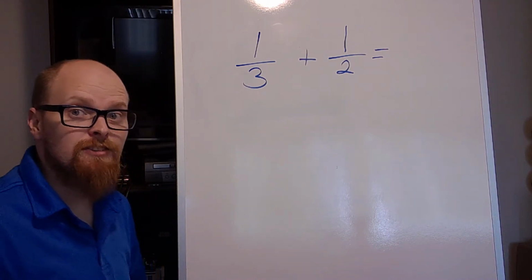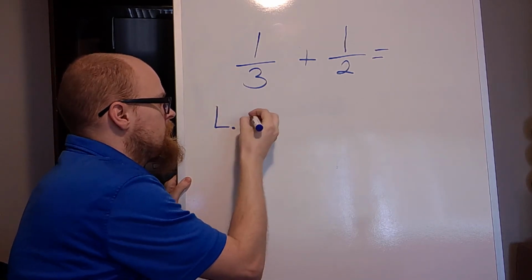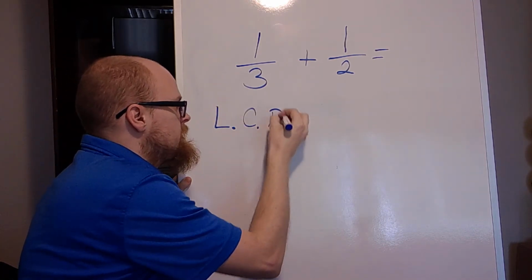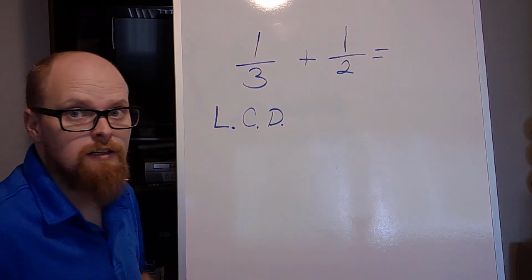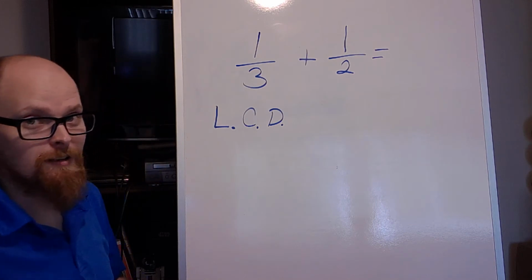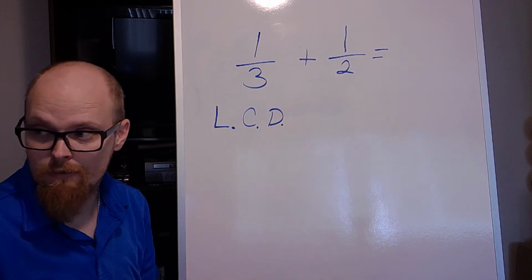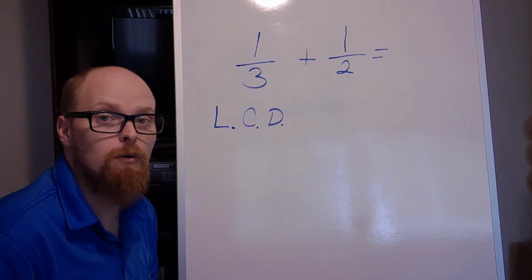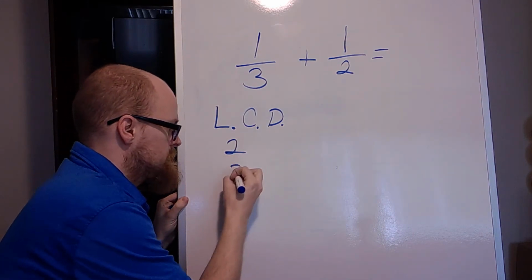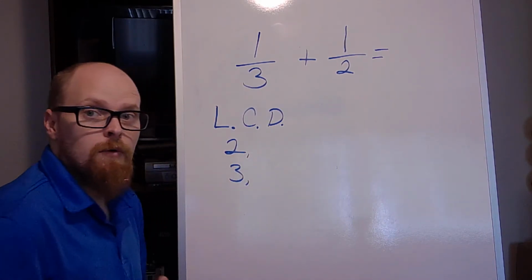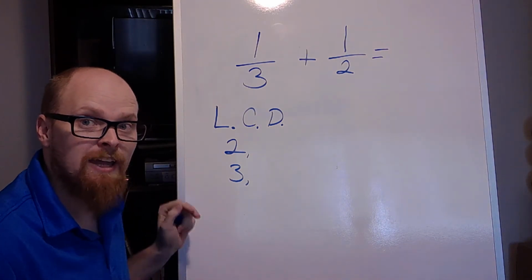Alright, let's start with the least common denominator. Often abbreviated to LCD. Not LSD. LCD. Alright, least common denominator. So, our denominators for this one are 3 and 2. When we're working with least common denominator, we pull these 2 numbers out, and we put them down here. What we're going to do from here is we're going to multiply them until we get one that's the same for my 2 and my 3.